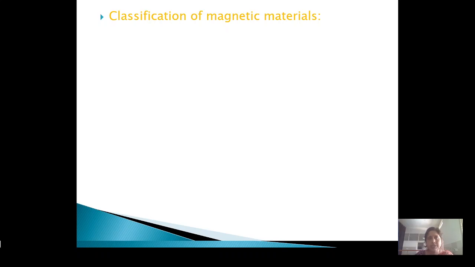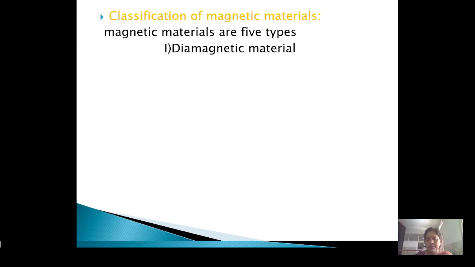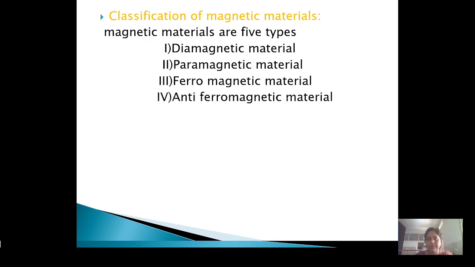Topic is classification of magnetic materials. How many types of magnetic materials? Magnetic materials are of five types: diamagnetic material, paramagnetic material, ferromagnetic material, antiferromagnetic material, and ferrimagnetic material.